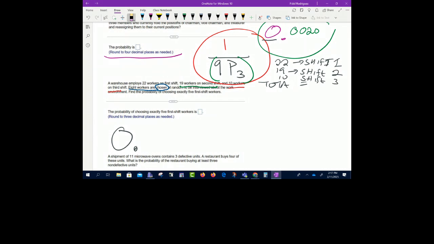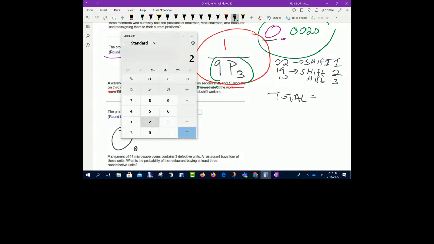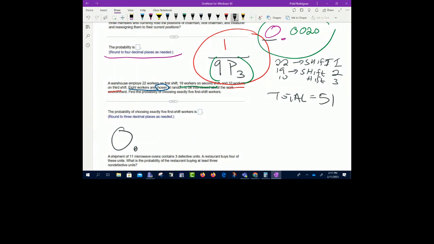What's the total number of employees or workers or whatever you want to call it that we have? Anybody know how we would figure that out? What do you think we'd have to do, y'all? Add them up, right? Let's do it. So we got 22 plus 19 plus 10. Y'all, we got a total of 51 workers, okay?